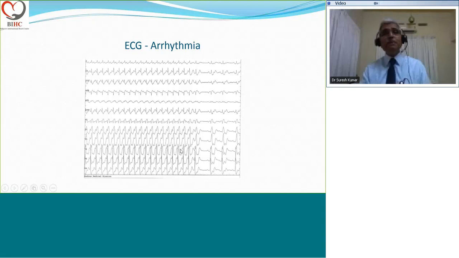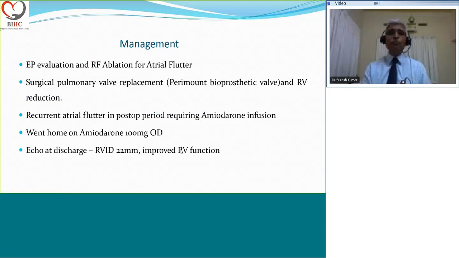So this patient had an EP evaluation and RF ablation for atrial flutter, and he underwent a surgical pulmonary valve replacement with a Perimount bioprosthetic valve. This was the image of the pulmonary valve that I showed earlier, and he had a right ventricular reduction done by the surgeon. He had a very stormy post-op period, but he went through that without much problem, and he has been doing well, barring a few episodes of atrial flutter in between.